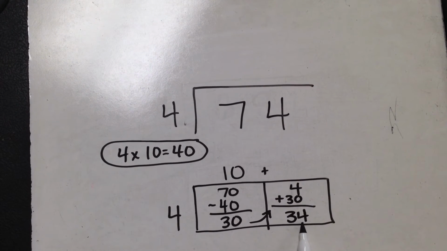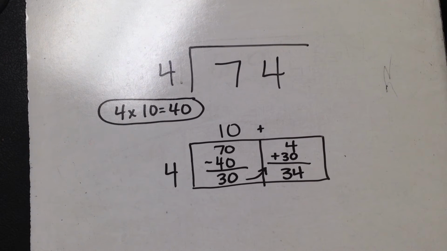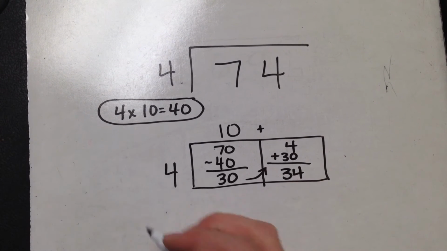So now I'm going to look again. Now I have 34. I need 40 to make 10 groups. Looking in the second box, I don't have enough to make 10 more groups. So now I have to figure out how many groups I can make. So I'm going to pull back and see one by one how many groups I can make. So I'm going to write my multiplication facts for 4, trying to get to 34 without going over.